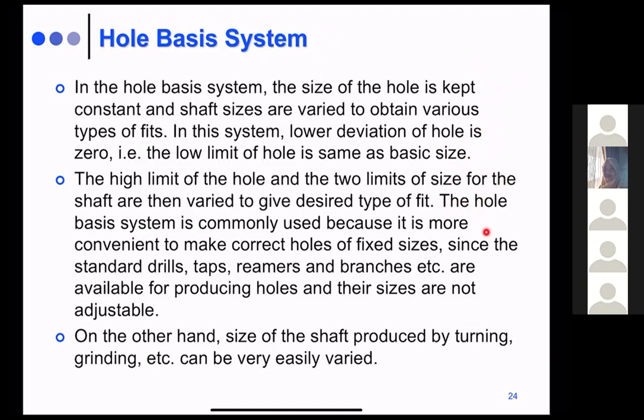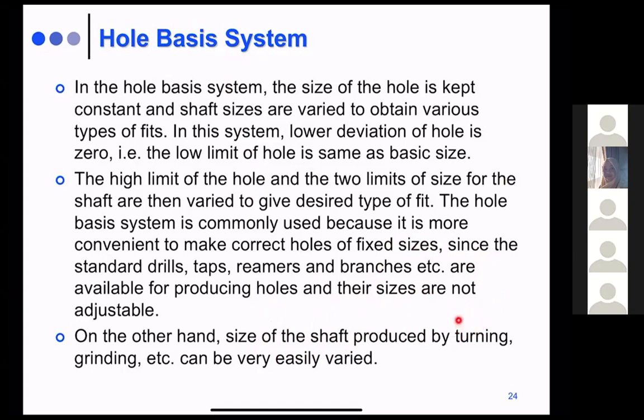And the hole basis system is commonly used because it is more convenient to make correct holes of fixed size, since standard drills, taps, reamers, and broaches are not available for producing holes of adjustable size. On the other hand, the size of a shaft produced by turning or grinding can be easily varied. So the hole-based system is better because we can just determine the hole and after that we can adjust the shaft.